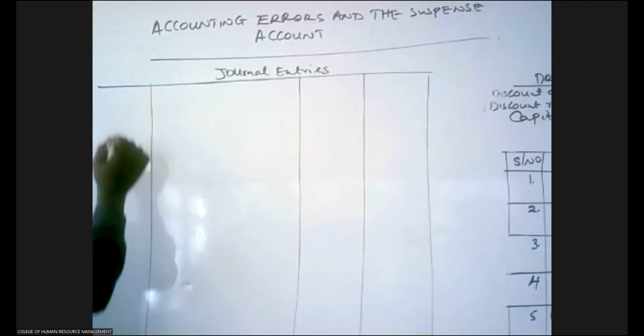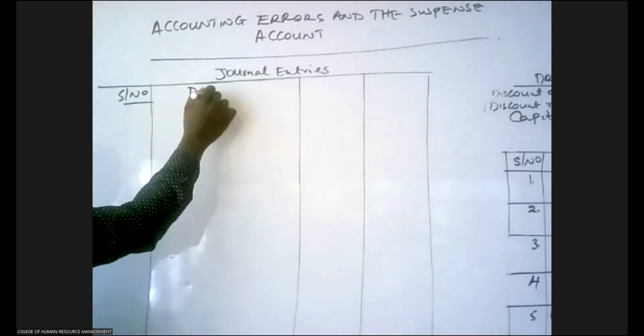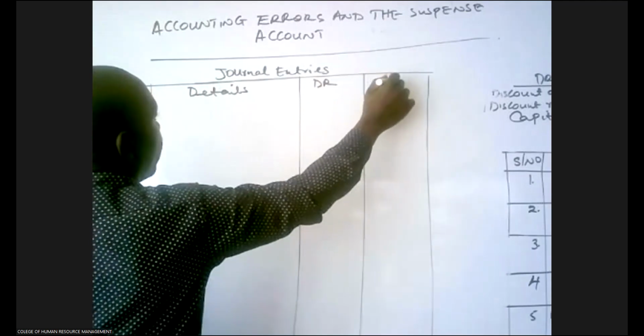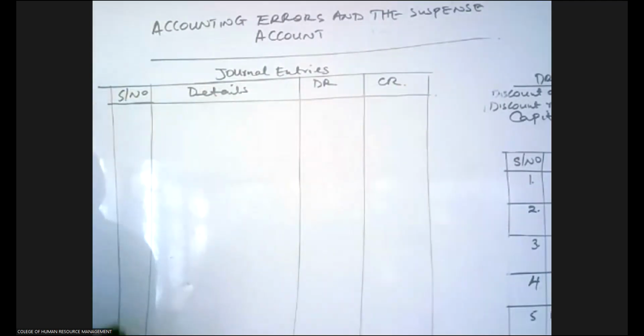So we have the serial number of the transaction. We have the details, the debit, and the credit. So let us look at how the entries work.